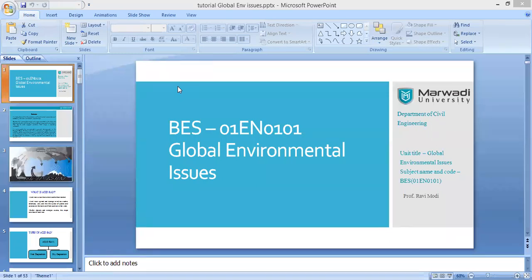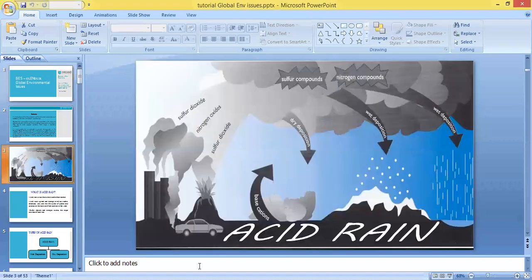So now let me start today's session with the important point, that is global environmental issues. First and foremost is acid rain. This picture is indicating all the components of acid rain. In the next slide we have the definition, so first of all, let us see the definition.